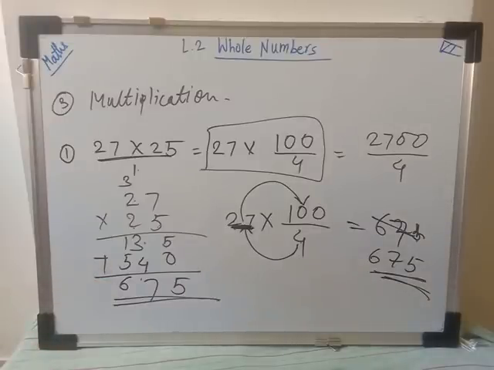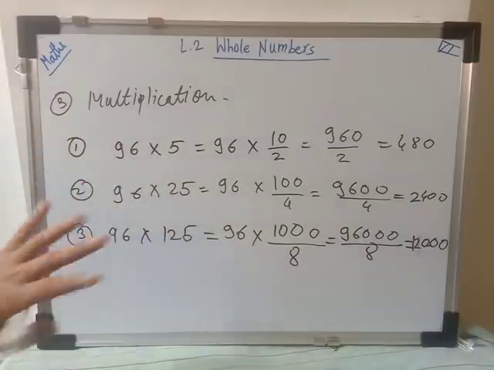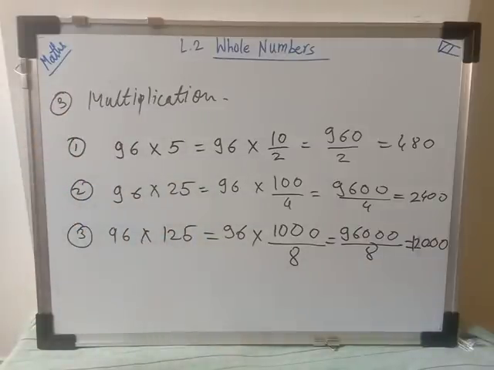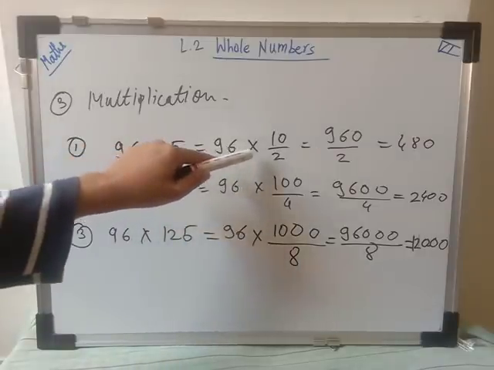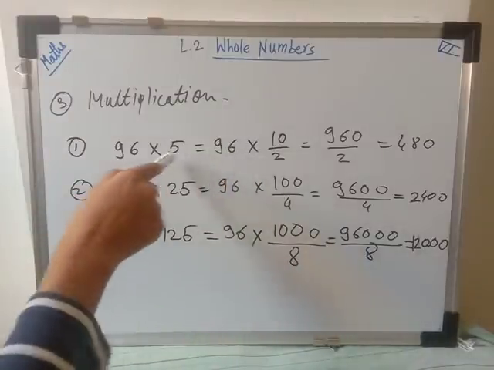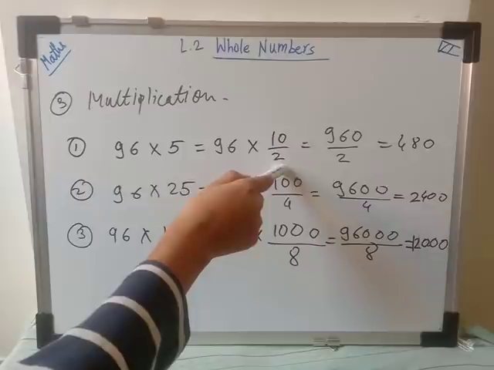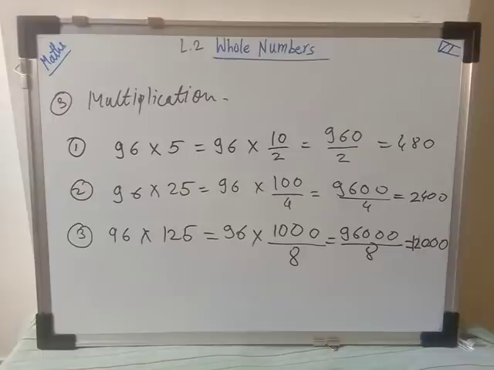Let's see one pattern which is there in your textbook, and let's see what is the difference over there. These are the examples in your textbook. Here they have given one pattern. Just observe this pattern and think about what the similarities are. 96 multiplied by 5 is equal to 96 multiplied by 10 divided by 2. To get 5, we divide 10 by 2. So they have included division along with multiplication.